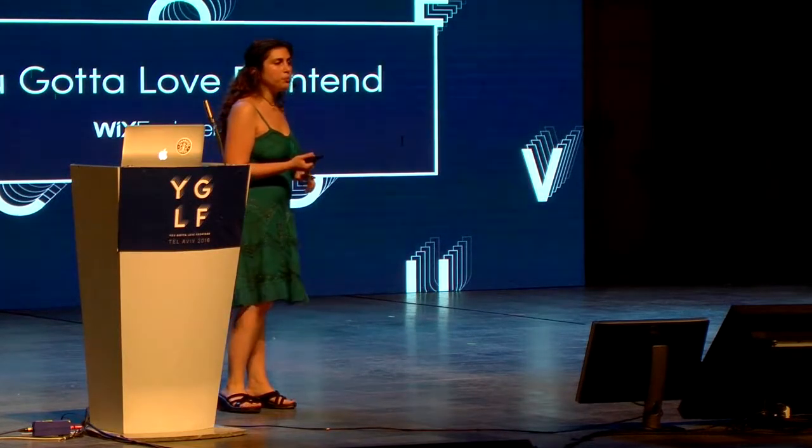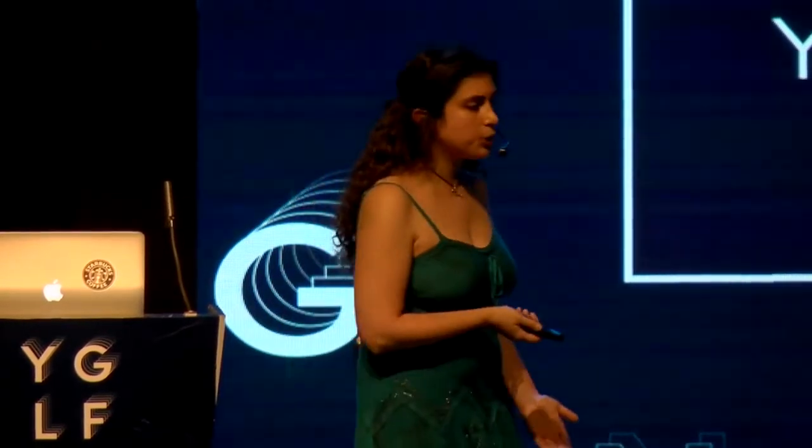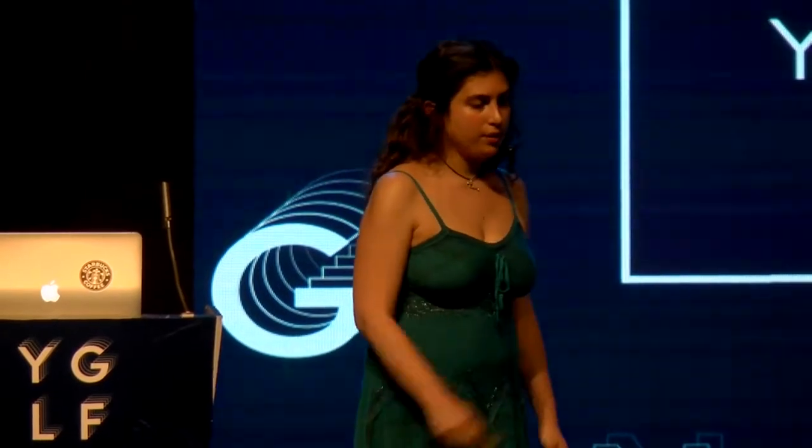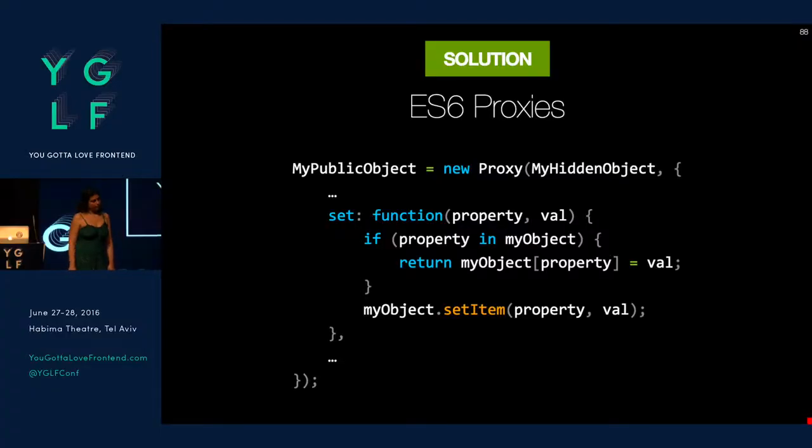Do they set a random property on it that doesn't exist? You can respond to it. Do they get a property that doesn't exist? You can respond to that too in any way you want. So that was an example of getting, assuming I had a get item function in my object. This was an example of setting. There are 12 different traps, so you can really control anything that happens on that object.